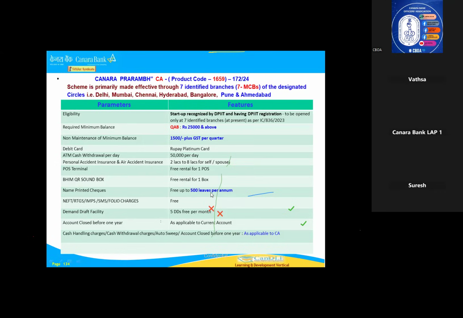500 leaves per annum, name printed checkbooks, are free. Only thing they have to maintain is the quarterly average balance. If they are not going to maintain it, none of these concessions will be given. This is another new product, not done for all the branches. Only in 7 identified branches it has been opened.